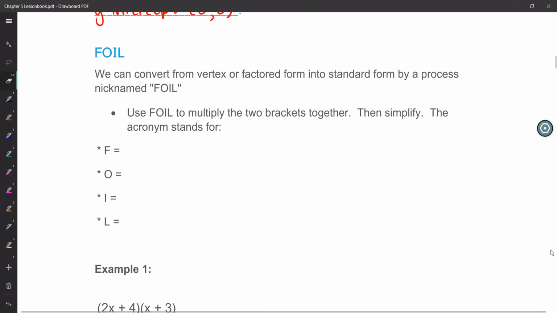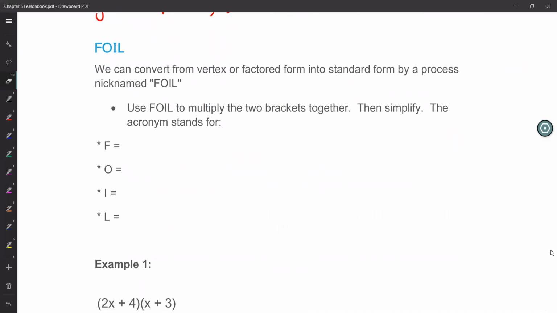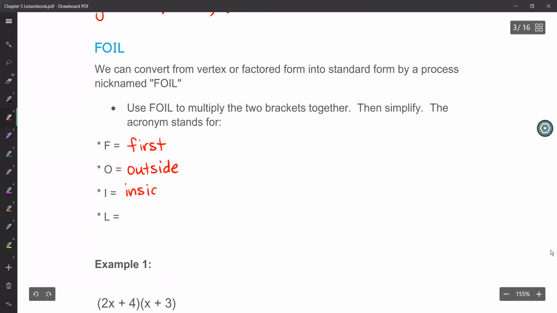So we're going to use something called FOIL. FOIL is essentially an acronym where each letter stands for something. The F in FOIL stands for first, O stands for outside, I stands for inside, and L stands for last. This will make a little bit more sense once we actually go into example 1 here.